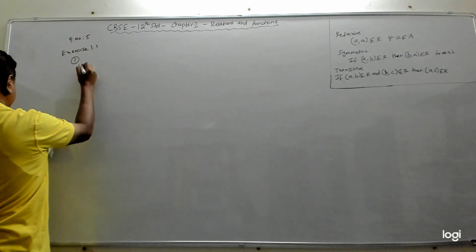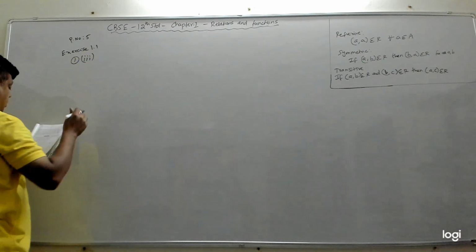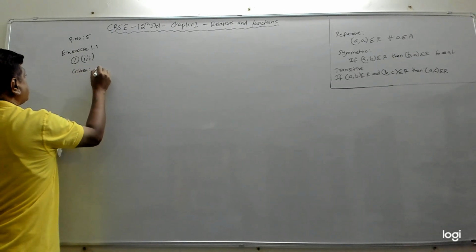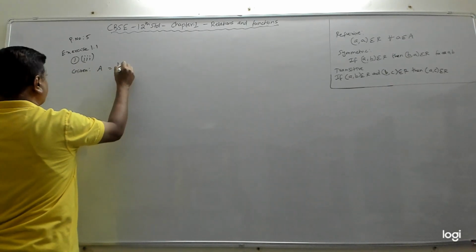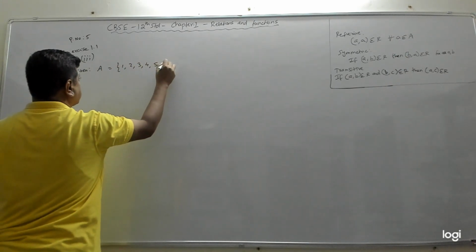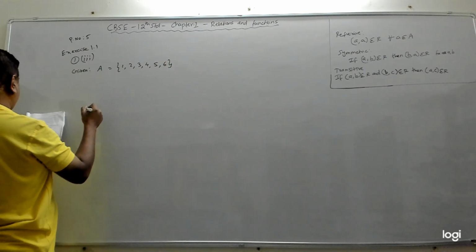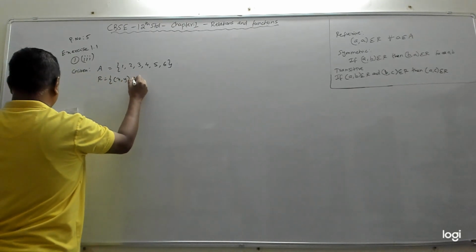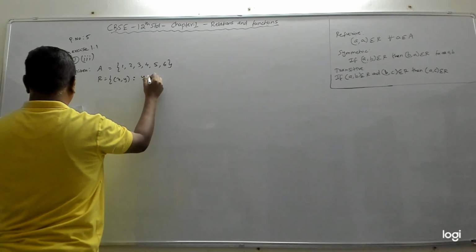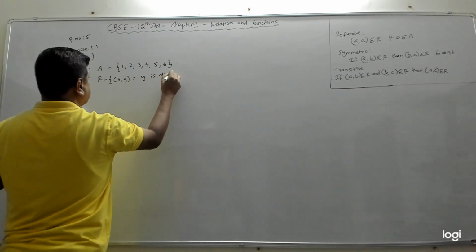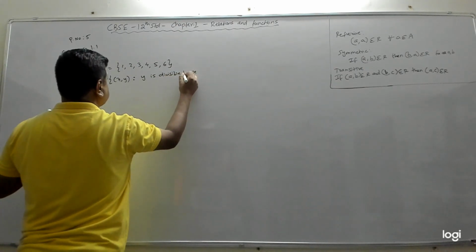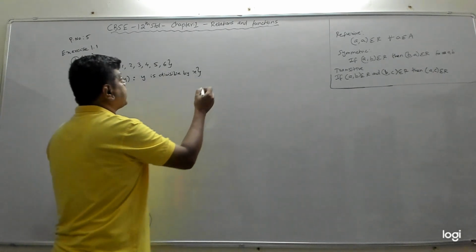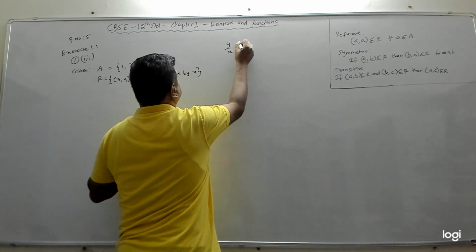First problem, third subdivision: A is a set given as A = {1, 2, 3, 4, 5, 6}, and the relation defined on A is R, the set of all (x, y) such that y is divisible by x. Y is divisible by x means y by x is an integer.